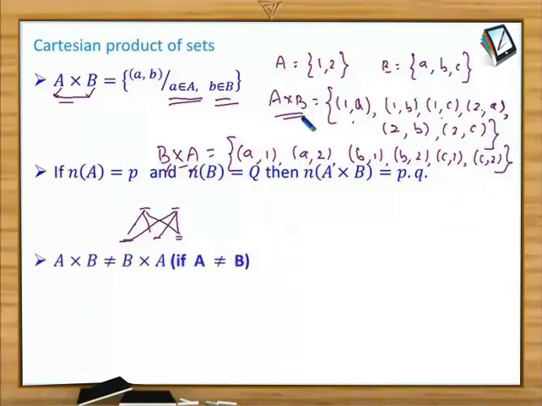Now, if you look again at the same example which I considered, A cross B has ordered pairs (1, a), (1, b), (1, c), (2, a), (2, b) and (2, c), which are not the same as the elements of B cross A. In B cross A, my first element is from the B set and the second element is from the A set. So that's why A cross B will not be equal to B cross A unless A is B. That is, if A and B are different, then the elements of A cross B will not be the same as the elements of B cross A, right?